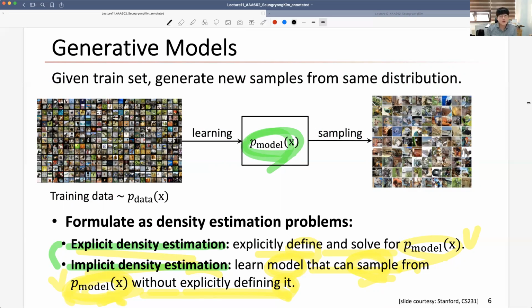Okay, so there are broadly two kinds of methods to formulate this problem as a density estimation problem. The first one is explicit density estimation, which explicitly defines and solves the P model of x. Of course, it has a definite limitation because in the image case, the probability is going to be really complex, so it's hard to assume a parametric model. The second approach is implicit density estimation, which learns a model that can sample from the P model of x without explicitly defining it.